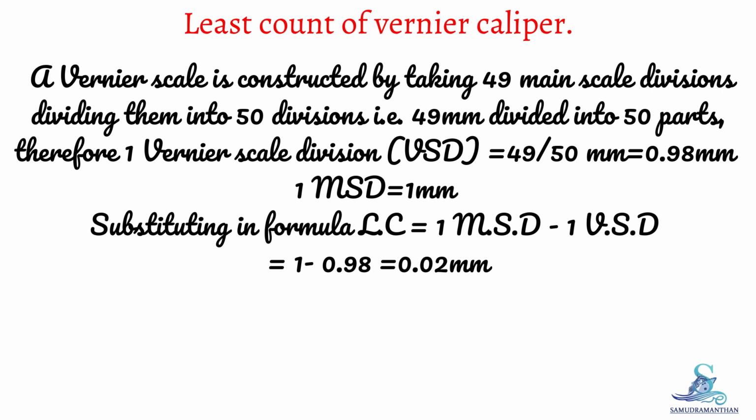One main scale division is equal to 1 mm. Substituting in formula, least count is equal to 1 main scale division minus 1 vernier scale division, which gives out 1 minus 0.98, giving least count as 0.02 mm.